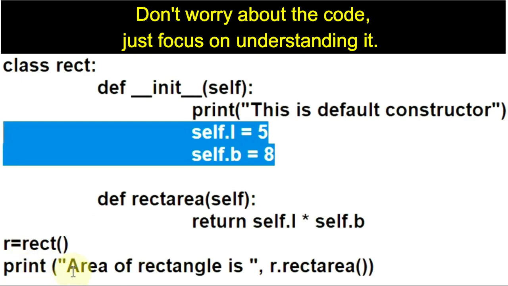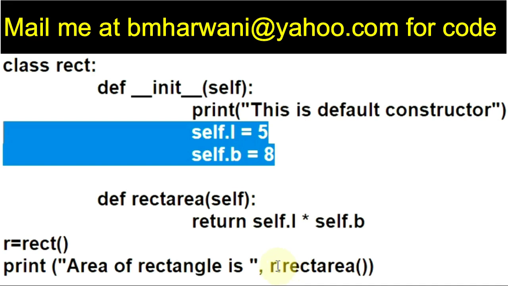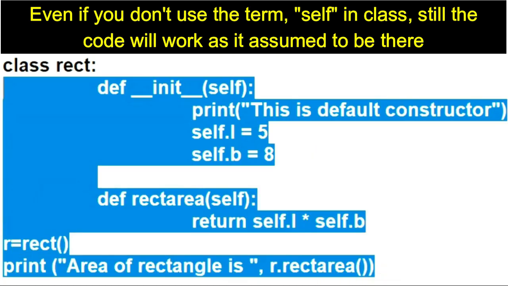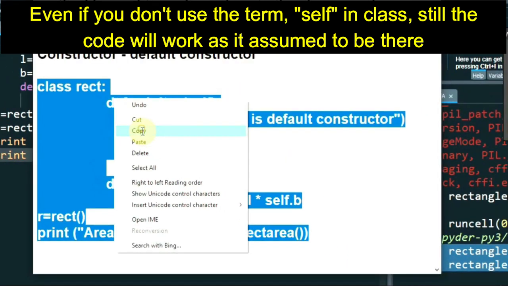So control will come over here. Area of rectangle is, you are invoking the rect area method through the R object. Control will come over here. Obviously self is understood to be there, right? Return self.l, that is the length attribute of R, is multiplied with the breadth attribute of R, and the result of multiplication will be displayed over here. So this is the example of default constructor. Let's copy it.